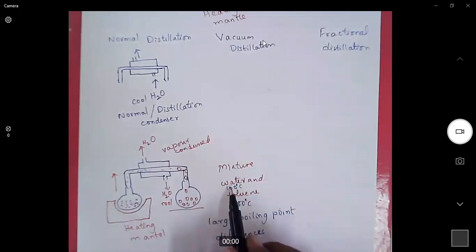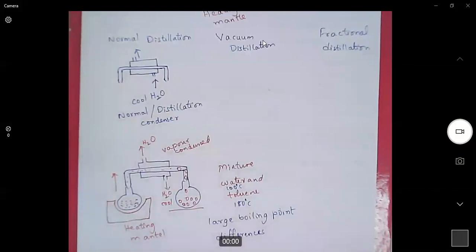So when the boiling point difference is lower, around 25 degrees centigrade, normal distillation will not work. Normal distillation will work only when the boiling point differences are very, very large. Generally, the difference must be more than 30 degrees centigrade. Only if it is more than 30 degrees centigrade can we use normal distillation.